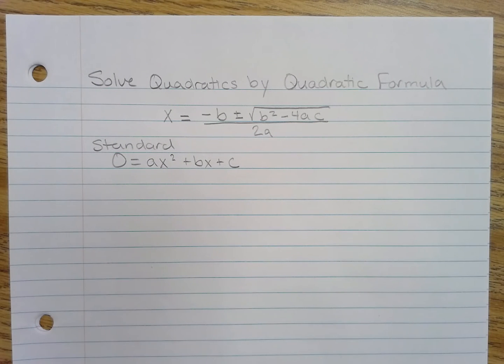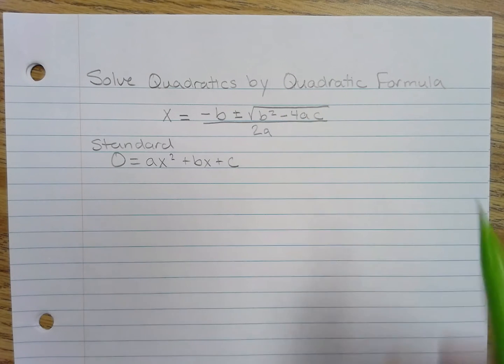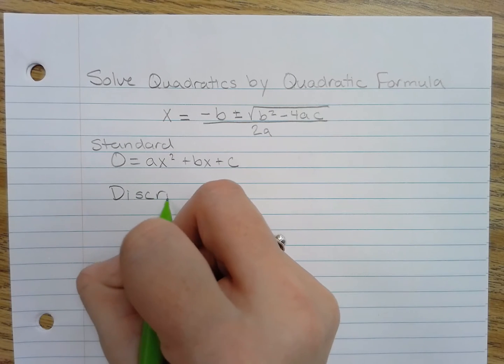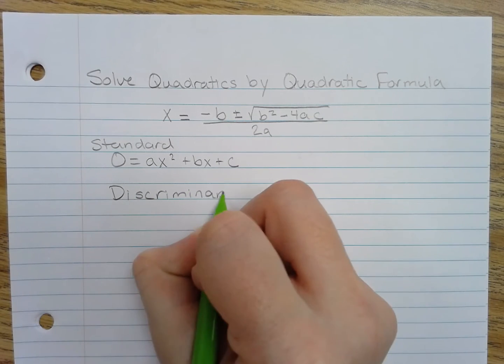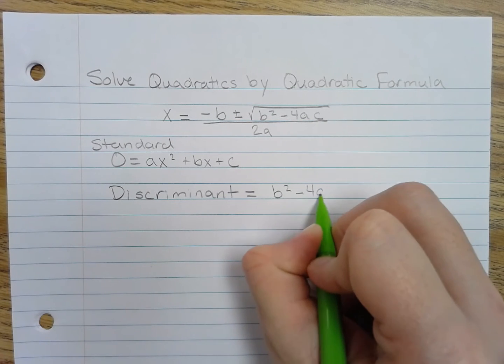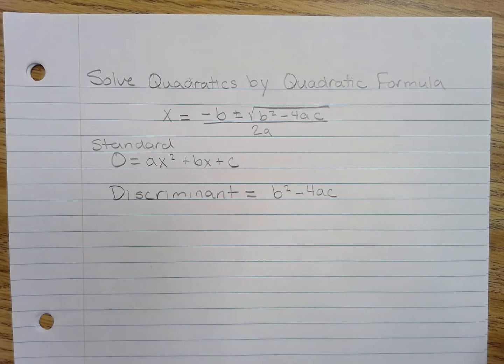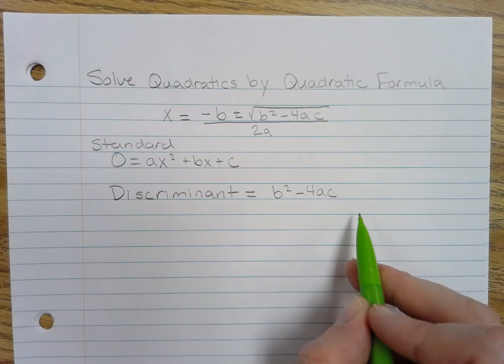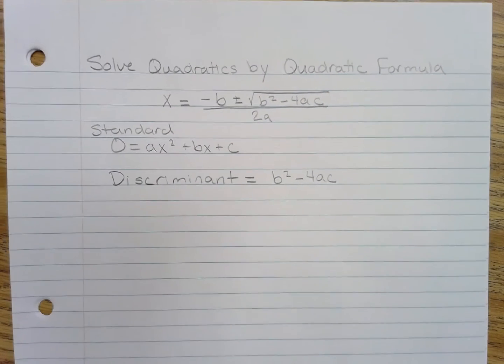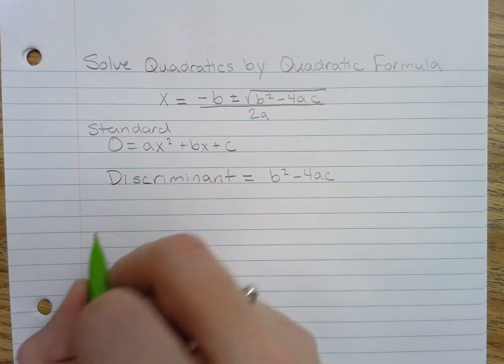We're actually not going to be solving any quadratics today. We're actually going to just be talking about the portion of the quadratic formula that's inside the radical, and that is called the discriminant. So the discriminant is that b squared minus 4ac. The discriminant can tell us about the types of solutions that we will find when solving a quadratic.